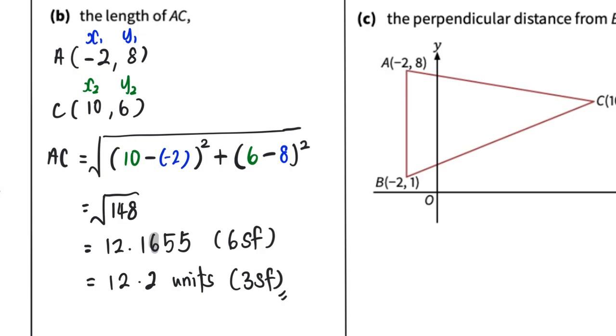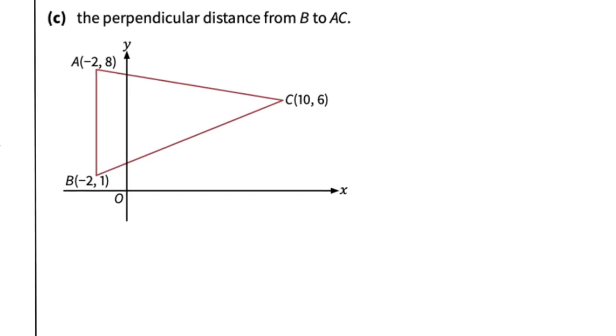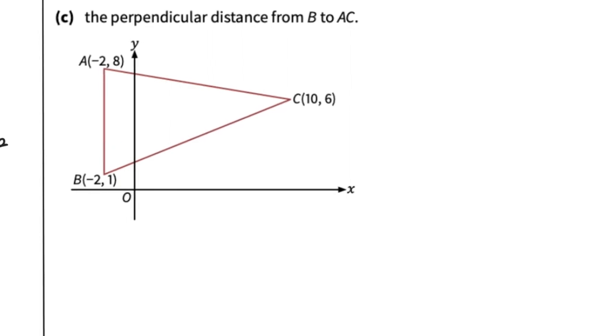Now for part C. As we move on to part C, what exactly do they want us to find? The perpendicular distance of B to AC is simply B to line AC. They want this perpendicular line. So I'm going to just simply draw a perpendicular line. So they want us to find this line, the distance.